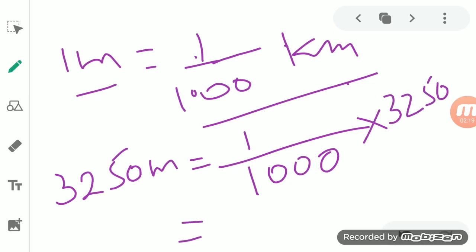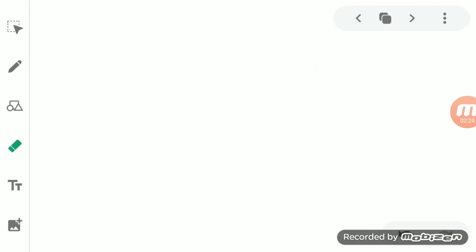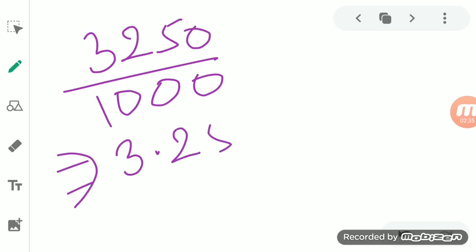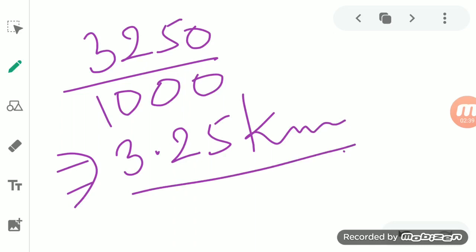So this will be equal to, we can write it like, 3250 upon 1000. Okay, so that will be equal to 3.25 kilometer. So the distance between Radha's home and her school is 3.25 kilometer, and in meter that is already given, that is 3250 meter.